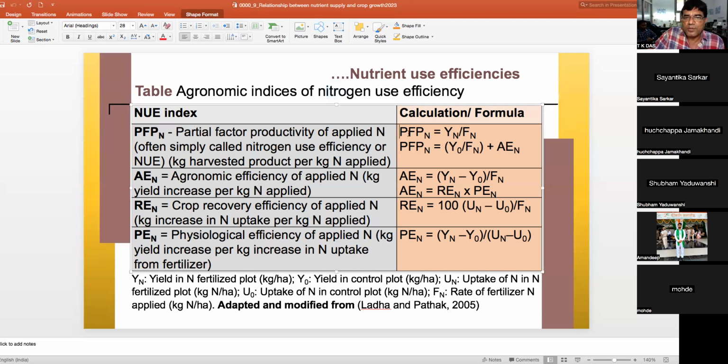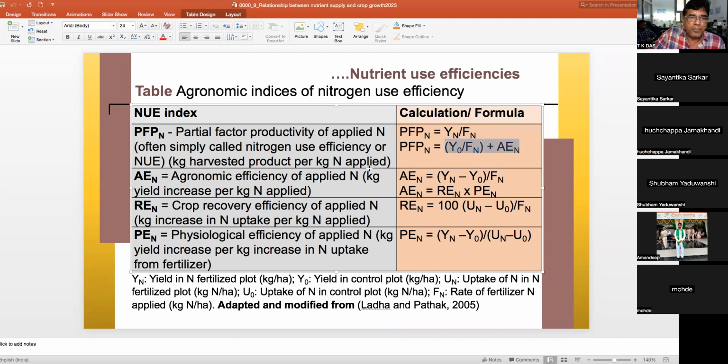Partial factor productivity of N, nitrogen, is Y, the yield you are getting at that particular level, divided by the rate of fertilizer nitrogen. Similarly, it has a relationship with agronomic efficiency. Partial factor productivity of nitrogen is equal to yield at control divided by nitrogen rate, plus agronomic efficiency. So you can get partial factor productivity.